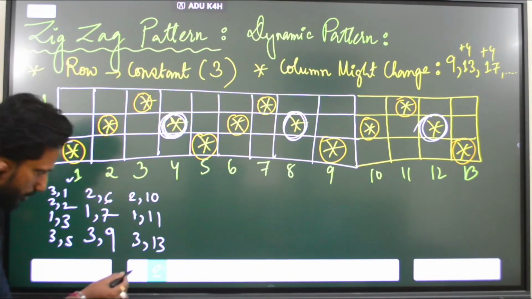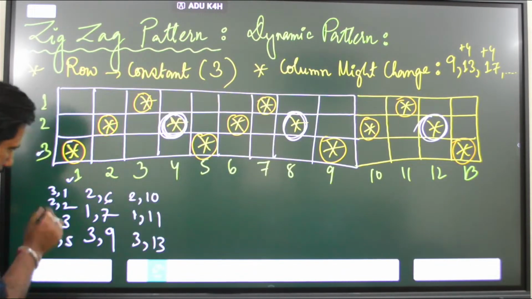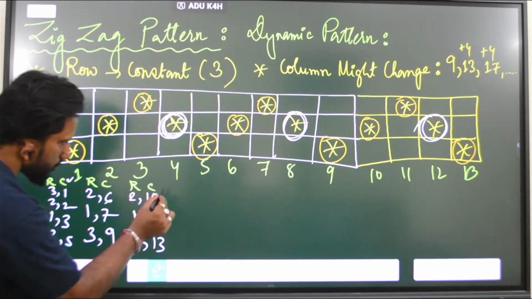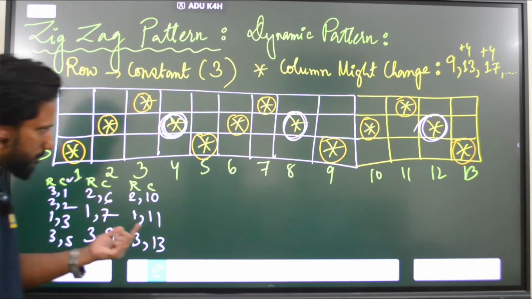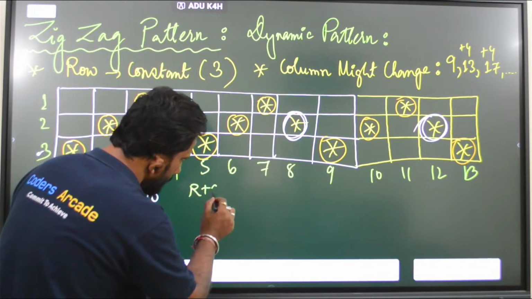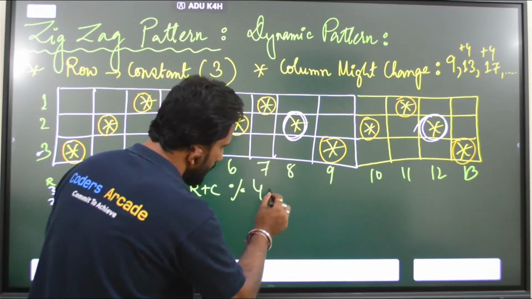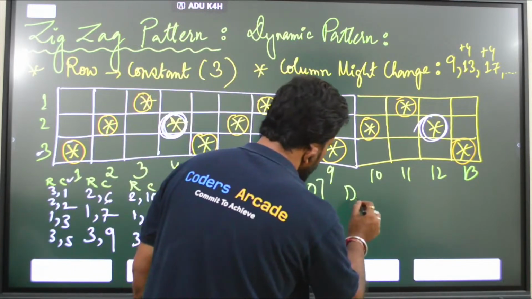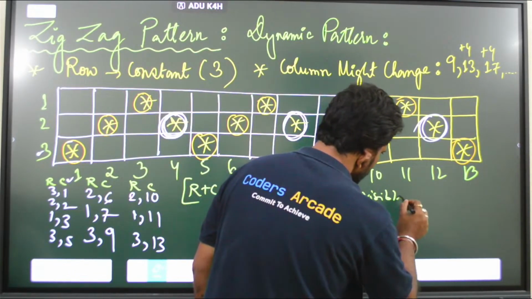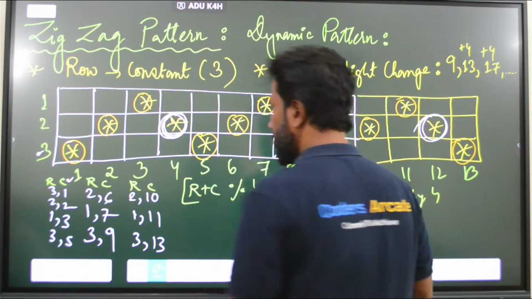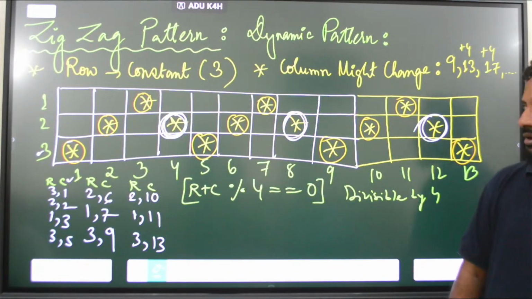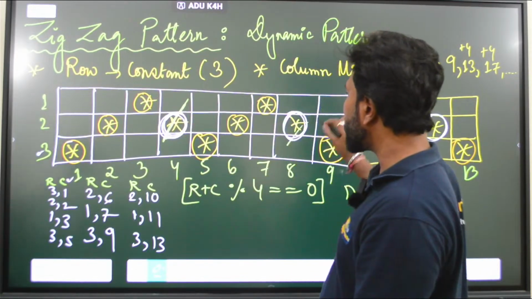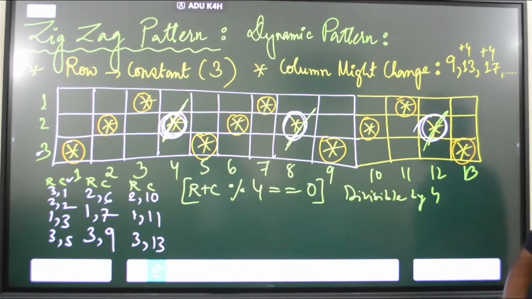So here these are what? This is row, this is column. This is row, this is column. This is row, this is column. If you add them, all of them, row plus column modulus 4 is equal to 0. That means all of them are divisible by 4. Okay, all of them. But the only exception is this one, and this one. Correct?